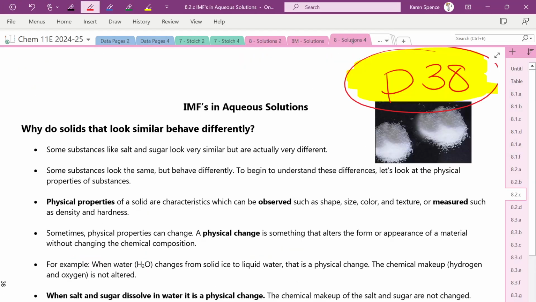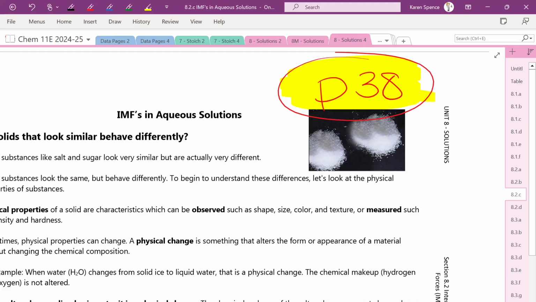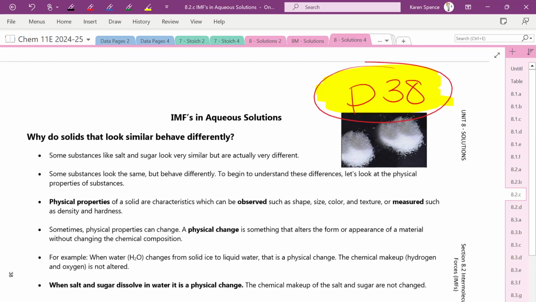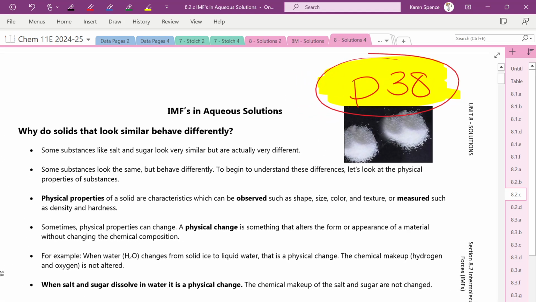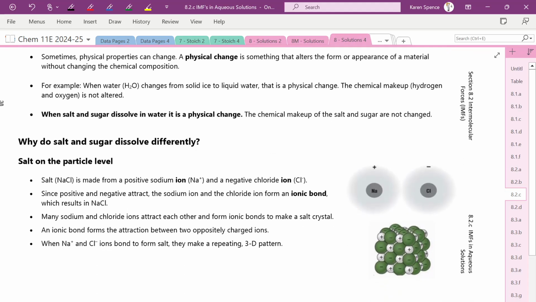So why do solids that look so similar behave so differently? For example, we have here some salt and some sugar, and they look pretty much the same. However, there are lots of different properties that are different between them. So, first question, why do they dissolve differently?